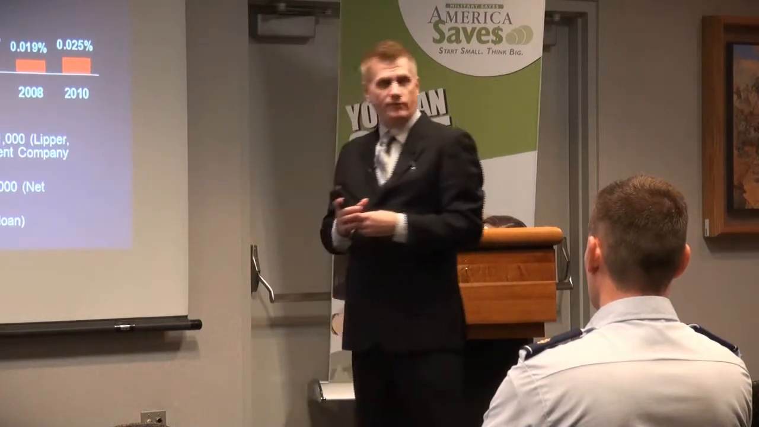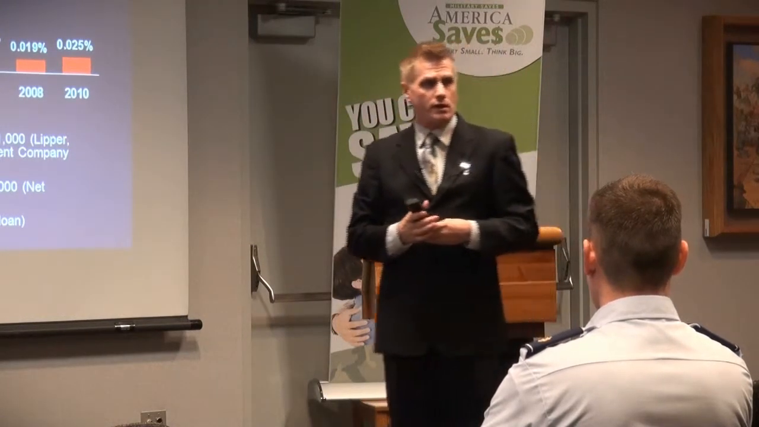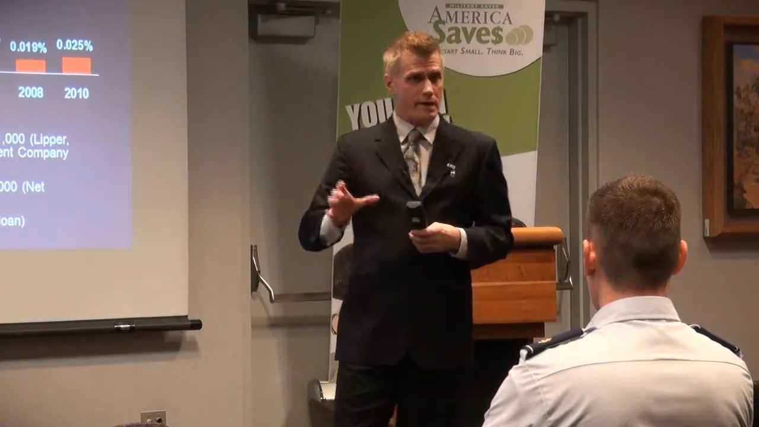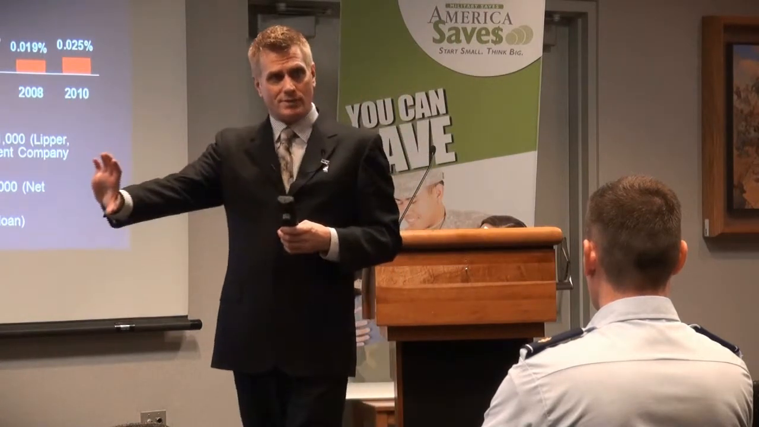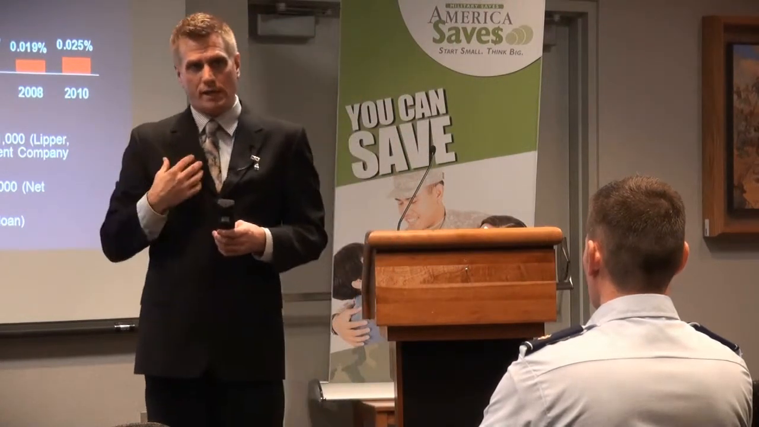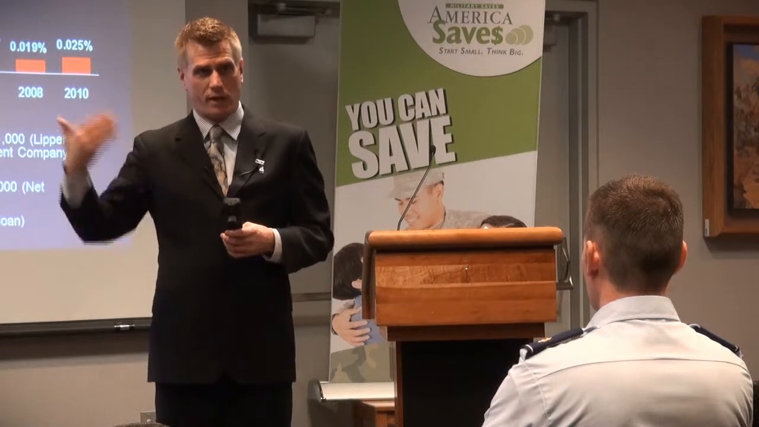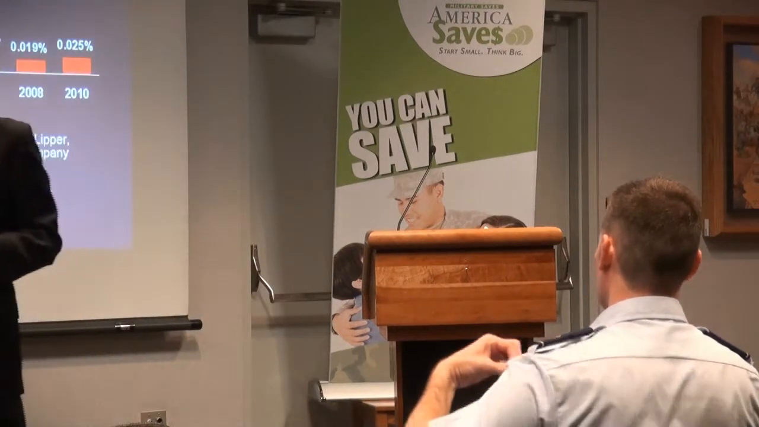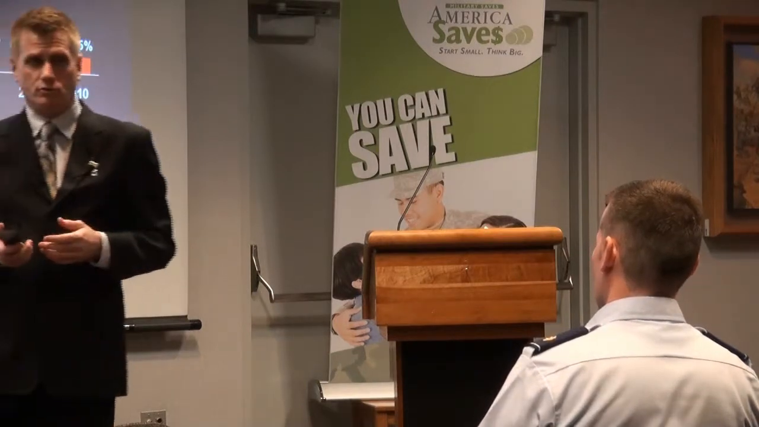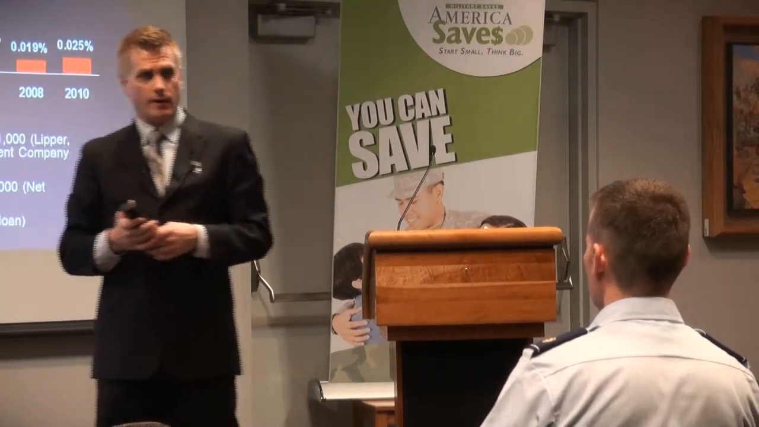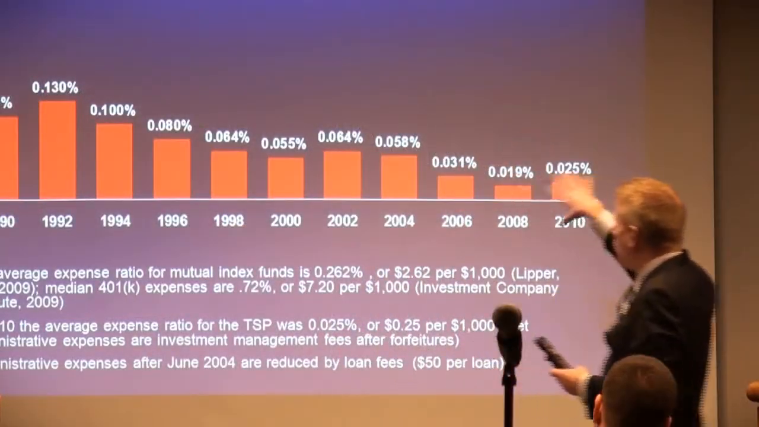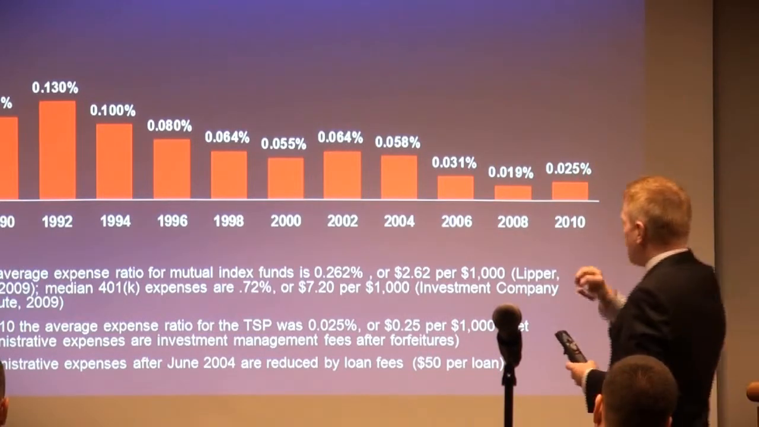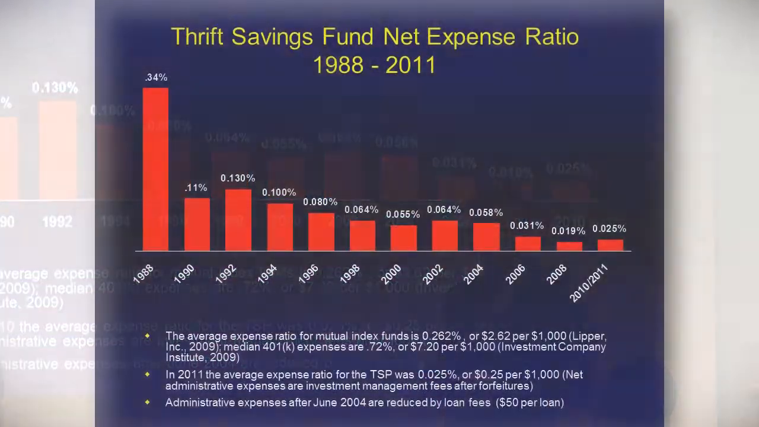There are management fees for BlackRock Institutional Trust Company, who manages the funds outside of the G Fund. By law, we cannot manage the G Fund. We have to pay a private sector company to manage those funds by law, and that's BlackRock Institutional Trust Company right now. So this is the whole expense ratio of the plan itself.